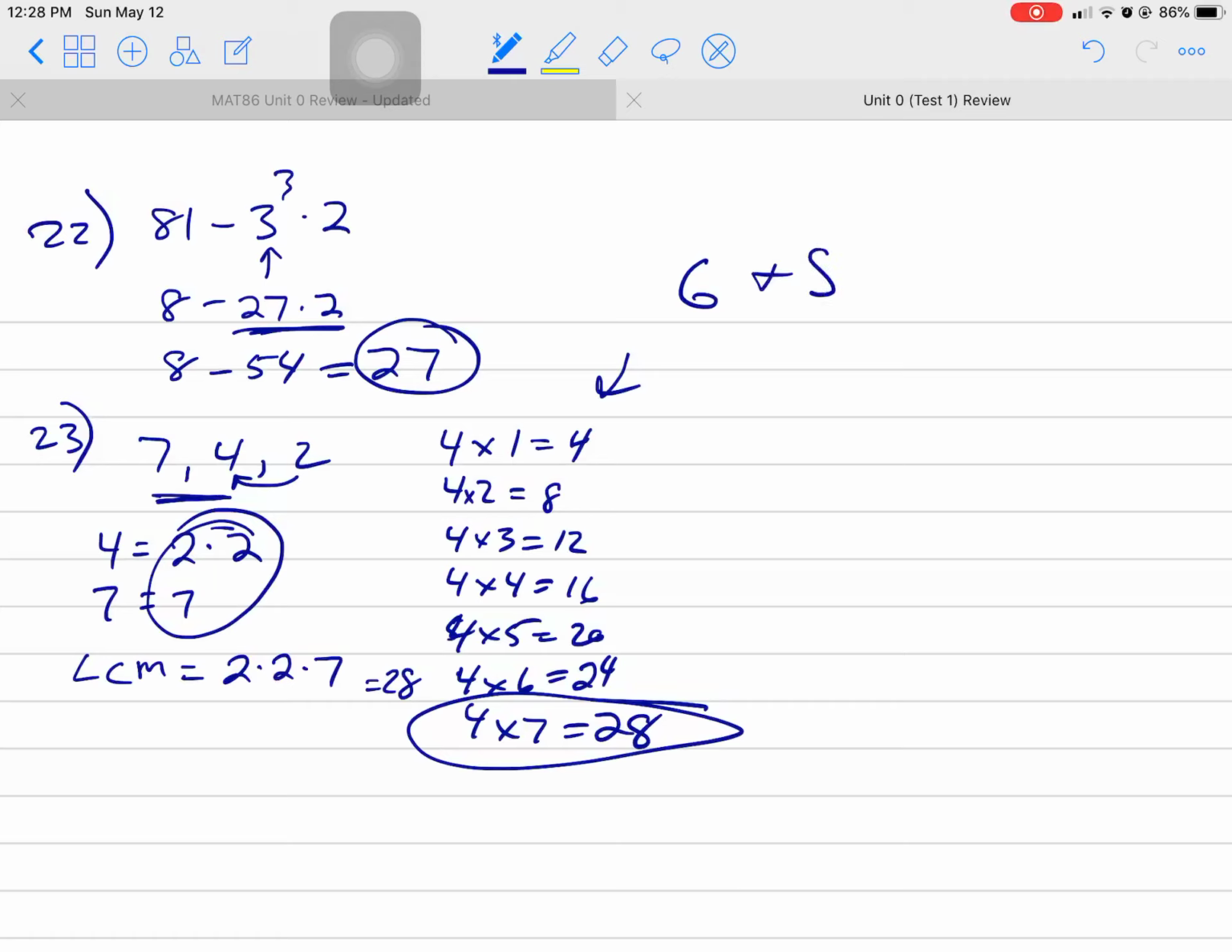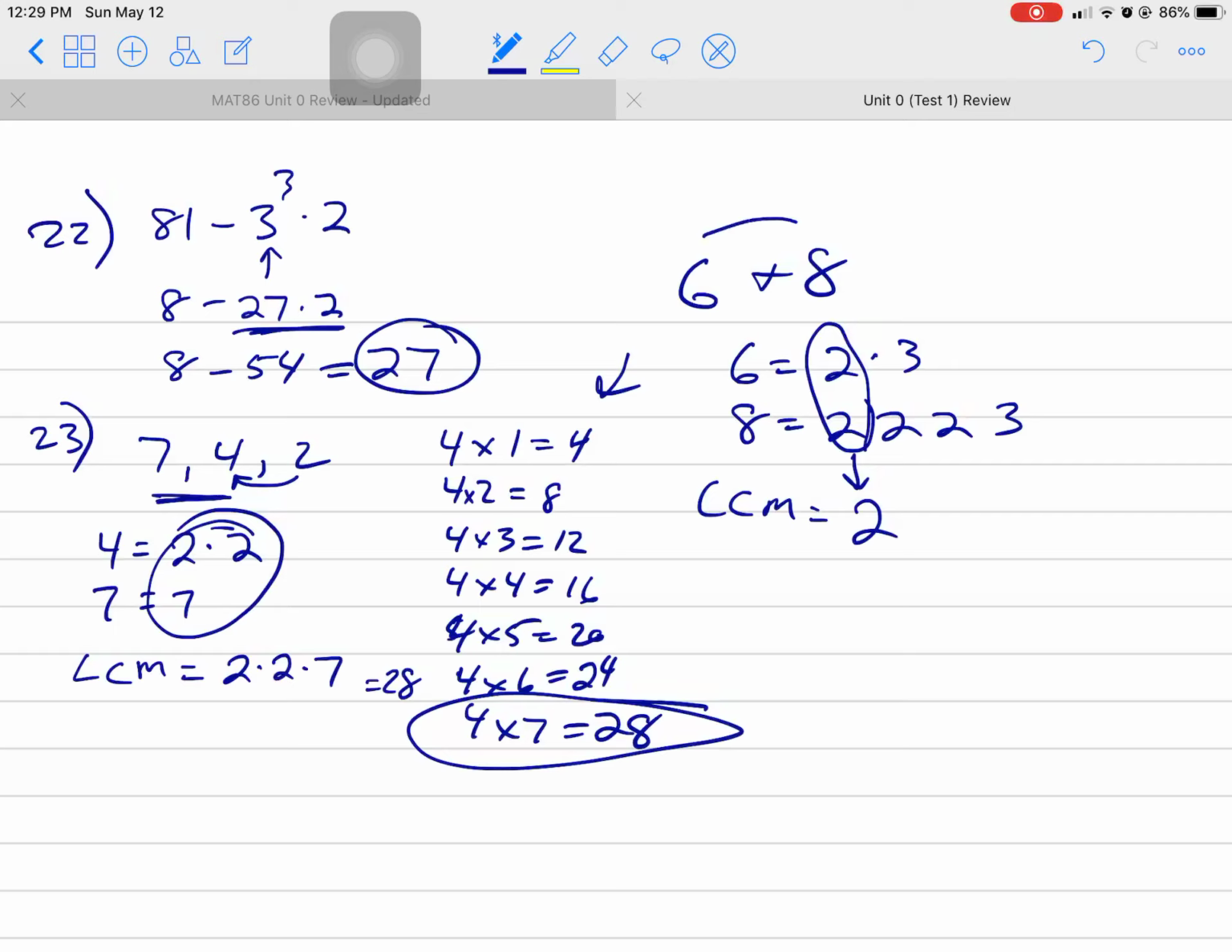What if you had 6 and 8, least common multiple? 6 is a 2 and a 3. 8 is a 2, a 2, a 2. They have a 2 in common, so the least common multiple would use what they have in common one time. If you multiply 6 times 8, you're going to get 48. That is not the least common multiple. They have a 2 in common, and then it's 1 of everything else.